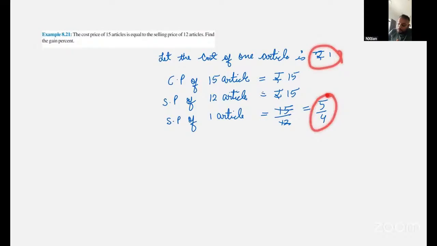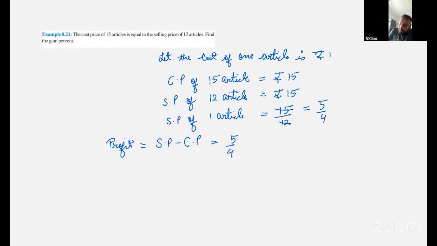If it is a profit, then profit is selling price minus cost price. What is the selling price of one article? 5 by 4. What is the cost price of one article? 1 rupee. If I solve it, it will become 5 minus 4 upon 4, which is 1 upon 4.